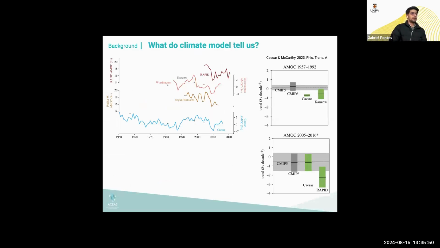The graphs that I showed you before were all related to the observations. And now let's see what the climate models are telling us. Here on the left, we've got several reconstructions of the AMOC, or even direct measurements as the RAPID array. And those red crosses here are also direct measurements from Kanzow.